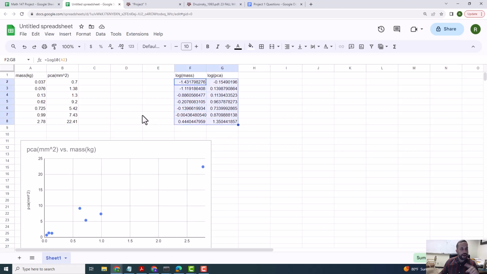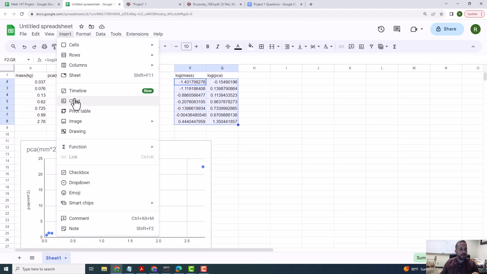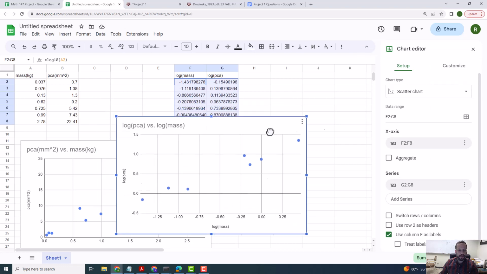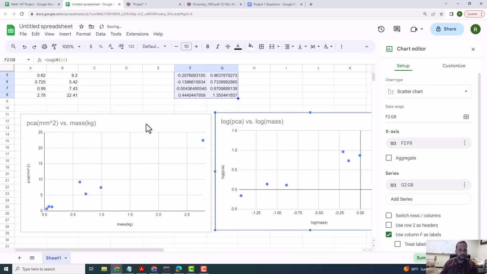Okay, so now what I want to do is a scatter plot for this. Now, in the project, there's going to be a semi-log plot that you're also going to do this with. Okay, so I'm going to do a chart here. Again, it's Insert, Chart. I want a scatter chart. It already knows what I want. It already has the things labeled well.